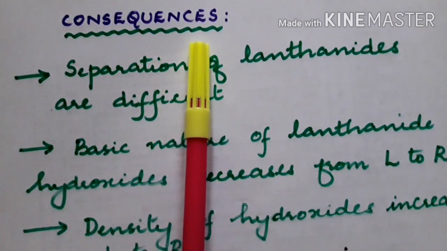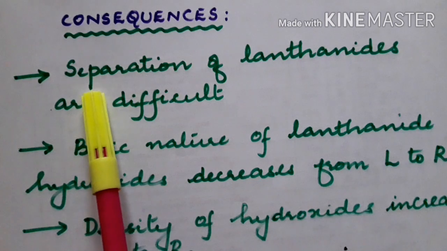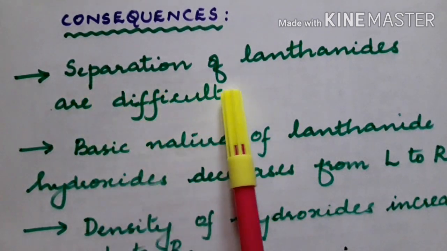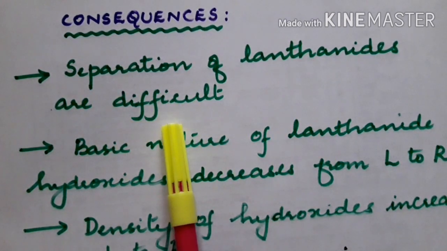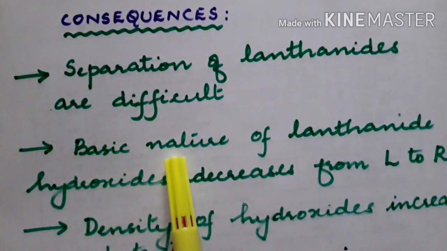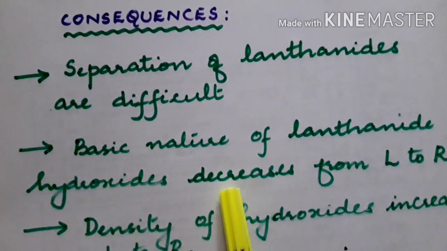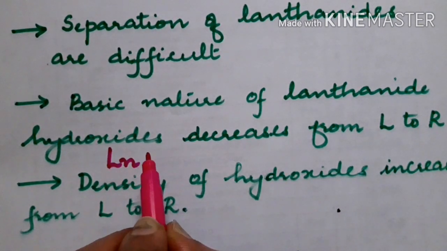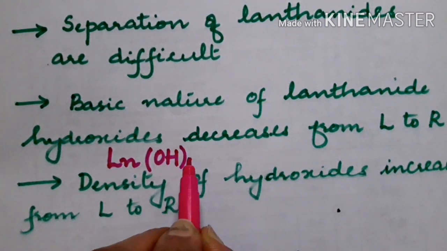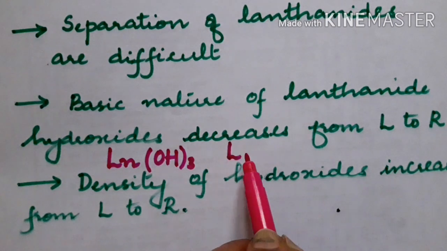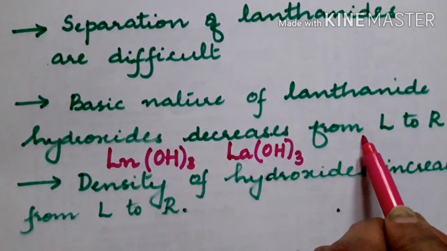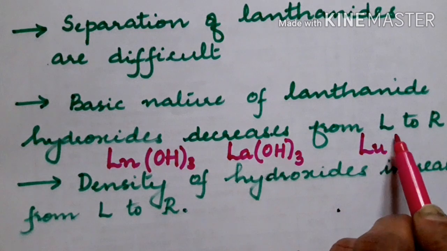Consequences of lanthanide contraction. Due to lanthanide contraction, all the lanthanides have almost similar sizes, due to which the separation of lanthanides is very difficult. The second point is that the basic nature of the lanthanide hydroxides usually decreases from left to right. We'll see that lanthanides are written as Ln3+. So when it forms hydroxide, it forms Ln(OH)3. So you find that the starting element is lanthanum with La(OH)3, and the ending element is lutetium with Lu(OH)3.